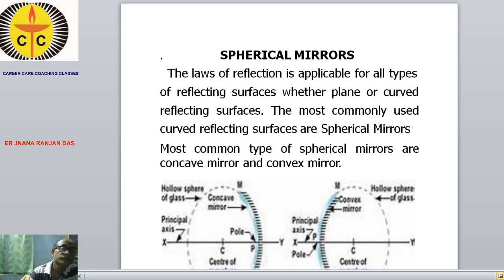We have discussed in our last class regarding reflection. I have given the definition of reflection, which is one of the important properties of light. We have also discussed the reflection in a plane mirror, the laws of reflection, and the nature of the image formed by the plane mirror.